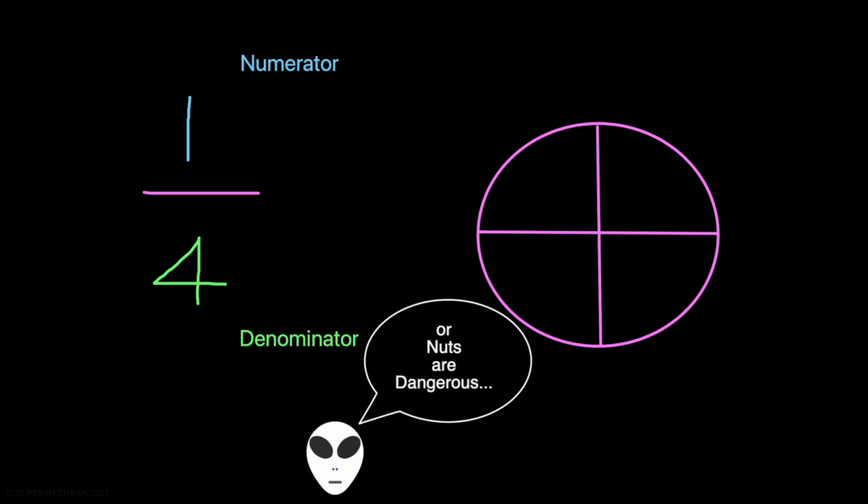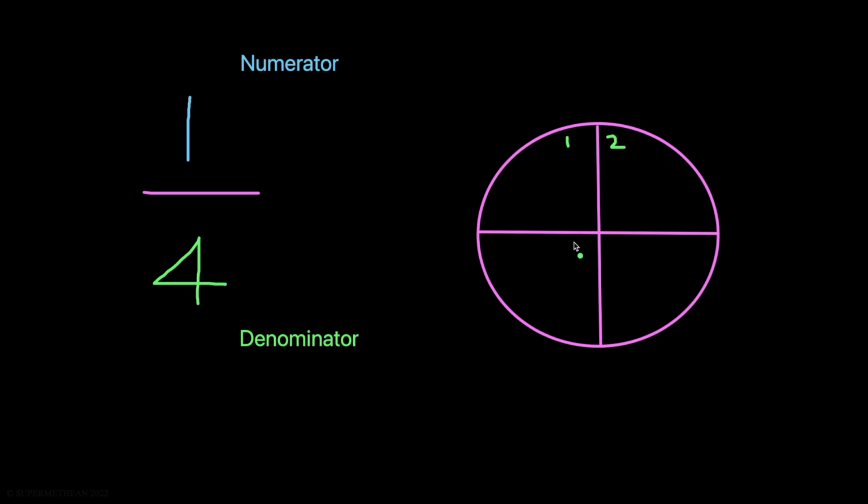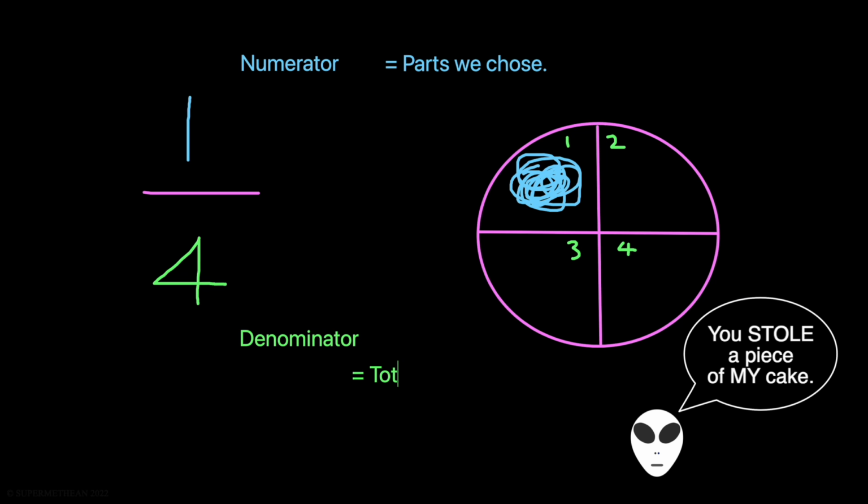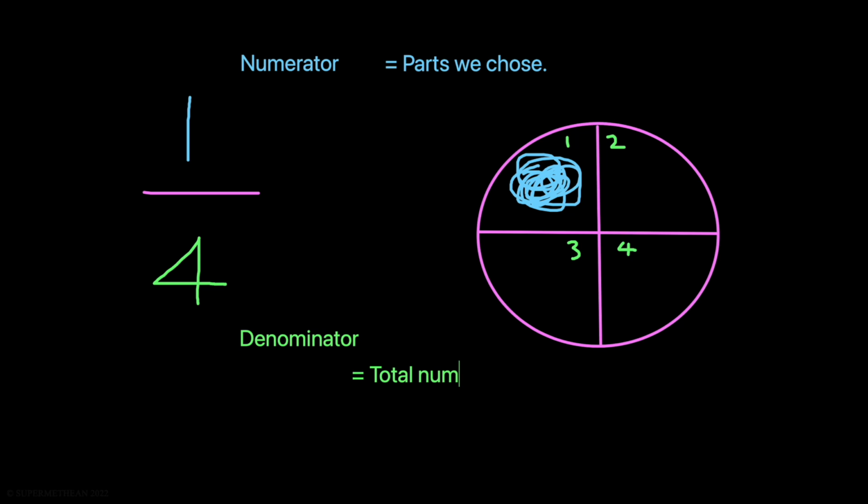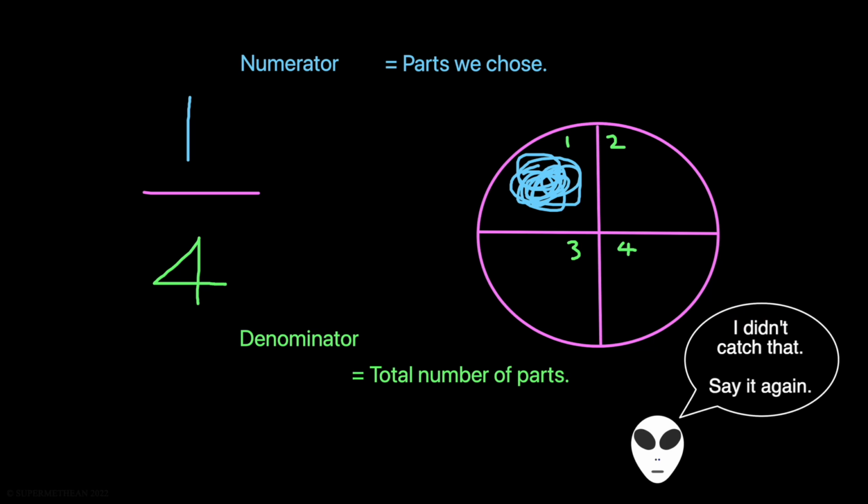Okay, thinking back to that last example with the cake and dividing it up into 4 pieces. Here's our 4 pieces. 1, 2, 3, 4. What I did was I chose one of those pieces. So this was my piece that I chose. So what we could say here is this 1, or the numerator, is really the parts we chose. So we chose, or I chose, one piece of that cake out of a total of 4 pieces. So the denominator is the total number of pieces, or the total number of parts.